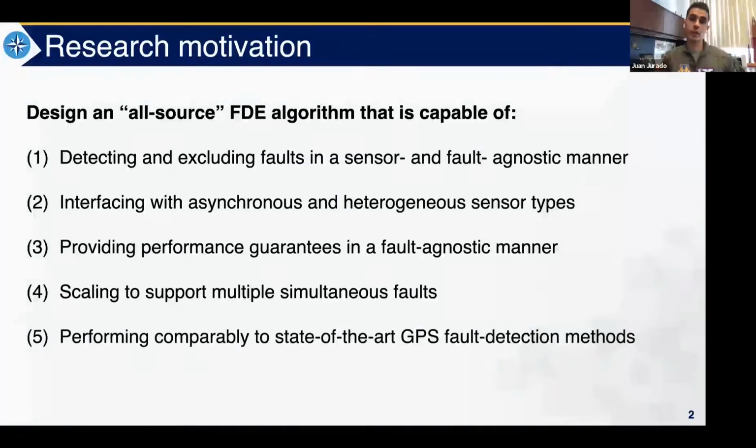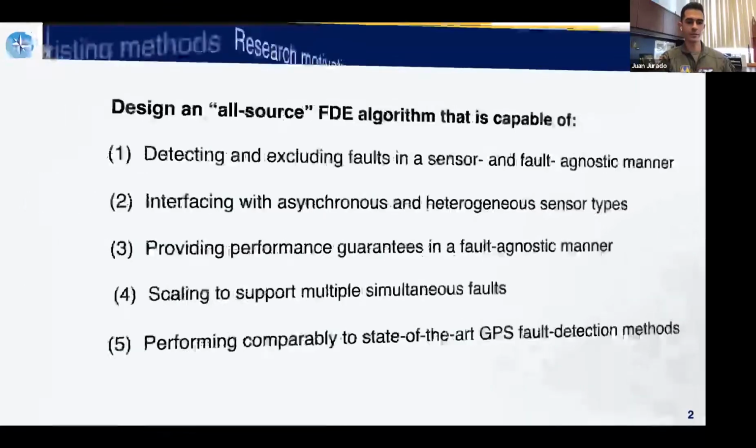And then obviously we wanted to compare it, because we do have state-of-the-art methods out there. The main one that we'll be looking at is normalized solution separation, which a lot of our military aircraft use for integrity monitoring. So we wanted to compare at least how we do against normalized solution separation in both an all-source and a standard GPS/INS scenario. These are the things we'll be looking at throughout this presentation, and these are all the things that we looked at in the paper that we're presenting off of.